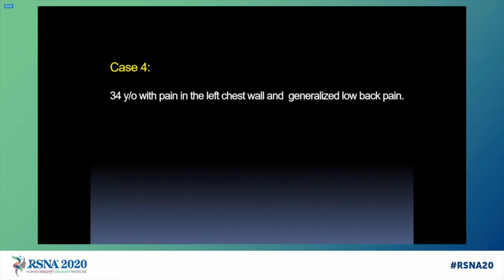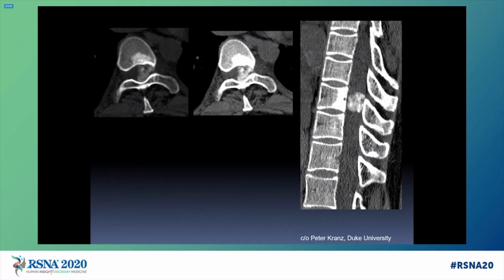And this is the last case. This is a patient who presented with pain in the left chest wall and generalized low back pain. This is the CT scan of the thoracic spine that shows that there is a calcified lesion within the spinal canal. It is not clear if it's intra or extradural in location. Of note, there's also a significant sclerosis of the posterior aspect of the adjacent vertebral body, but there is no bone destruction nor expansion of the spinal canal.